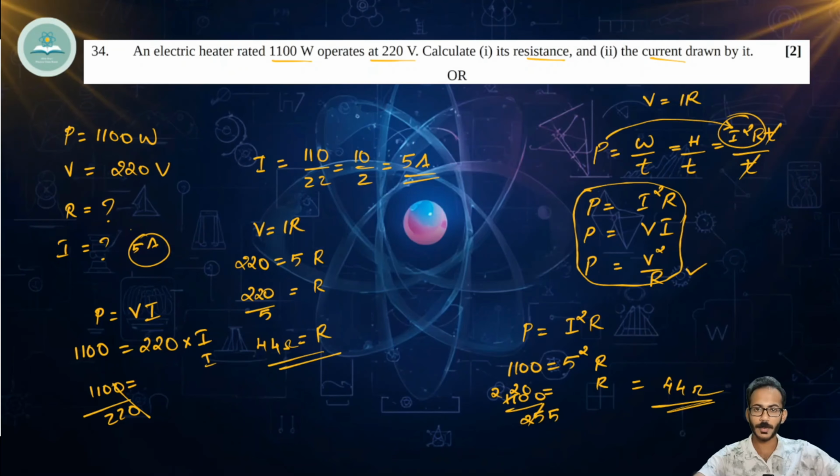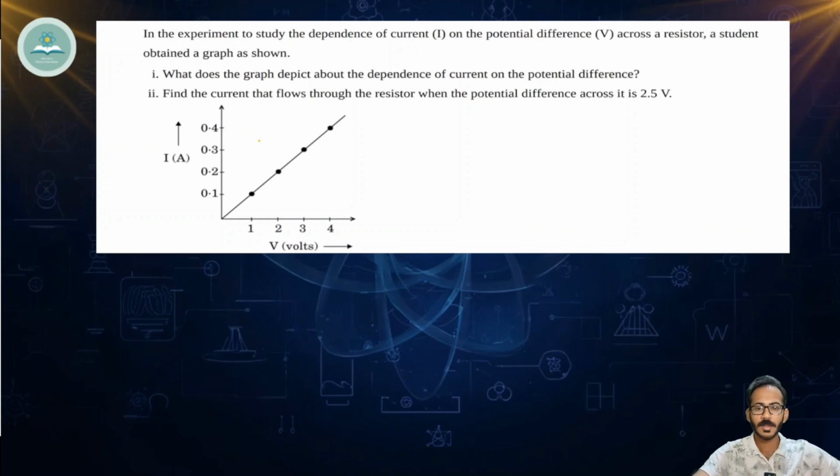Now we'll see the OR question. The OR question here is a graph-based question. So whenever we see a graph like this, we can understand that the question is from Ohm's law. Okay, let's read the question. In the experiment to study the dependence of current on the potential difference V across the resistor, a student obtained a graph as shown here. What does the graph depict about the dependence of current on the potential difference? So what does this graph stands for?